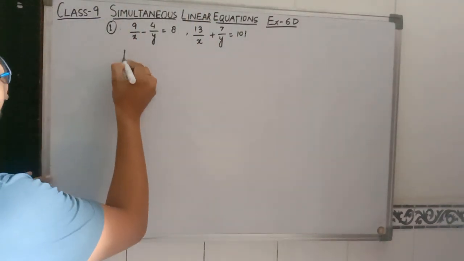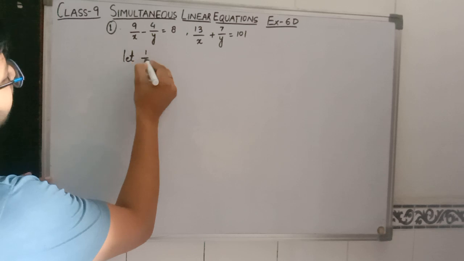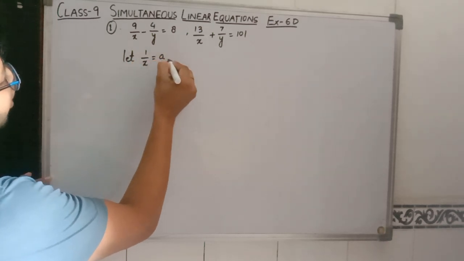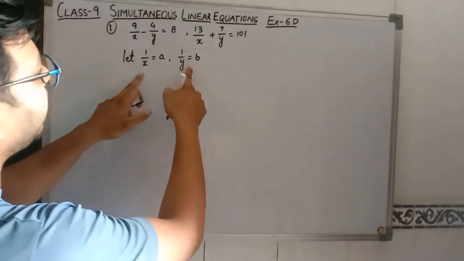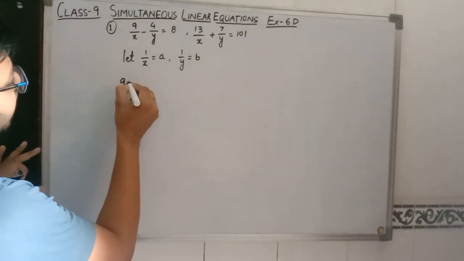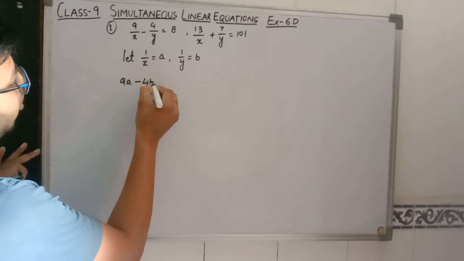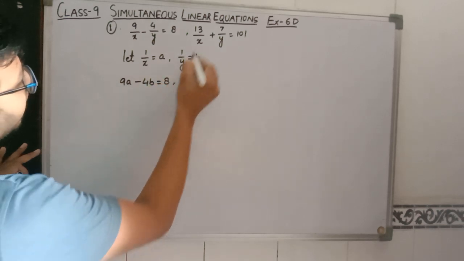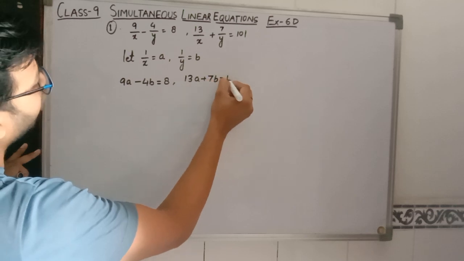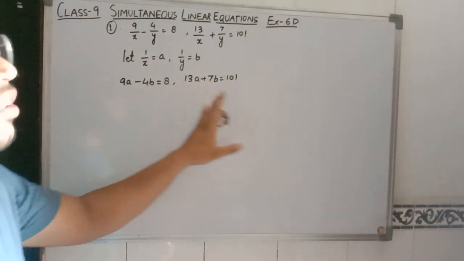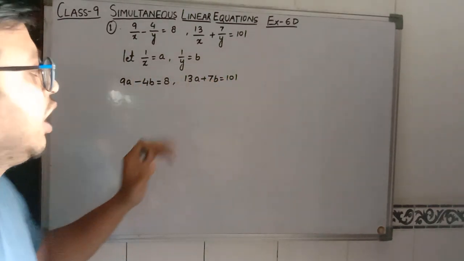So what we are going to do is consider, let 1 upon x is equal to a and 1 upon y is equal to b. When we consider this, it will become 9a minus 4b is equal to 8, and this will become 13a plus 7b is equal to 101. Now this has become the general form of the equation.